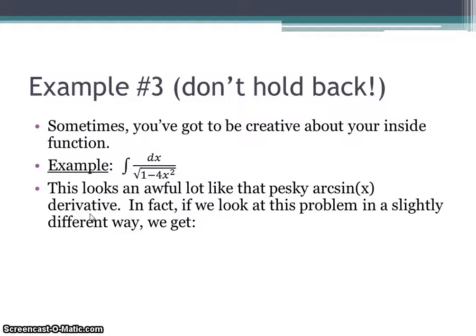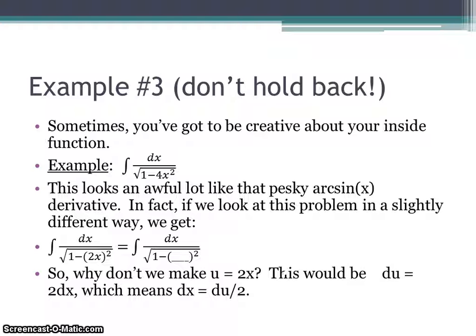In fact, if we rearrange things a little bit, we can rewrite this as dx over the square root of 1 - (2x)^2. In other words, it looks exactly like what we did with that derivative of arc sine: dx over the square root of 1 minus something squared. The something is what we're going to make u. So let's make u equal to 2x. If that's the case, then we notice that du is going to be equal to 2 dx.